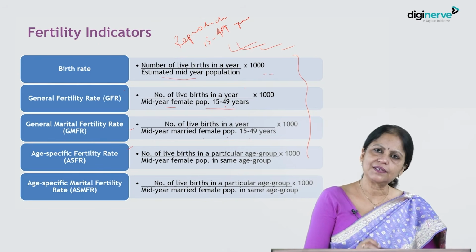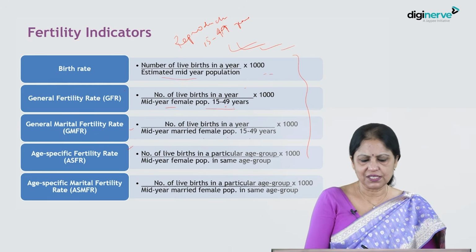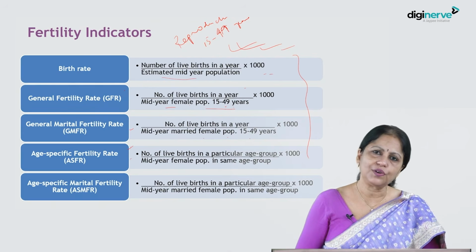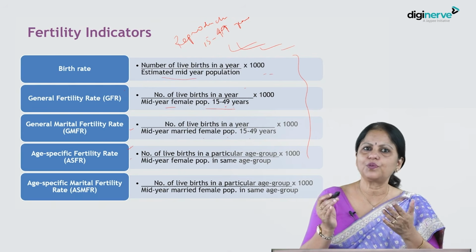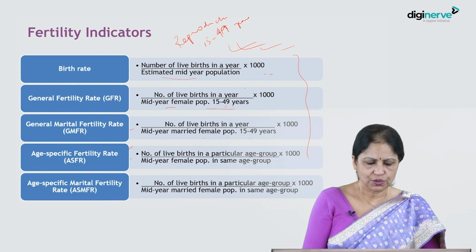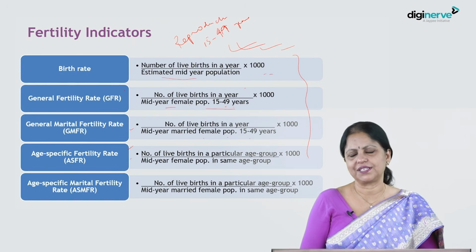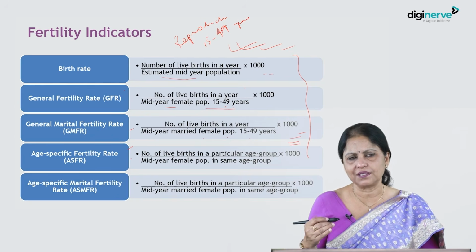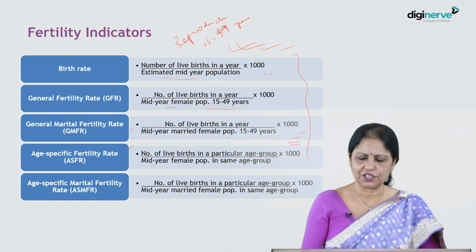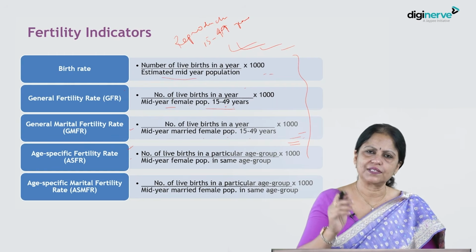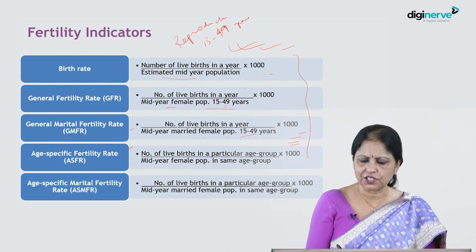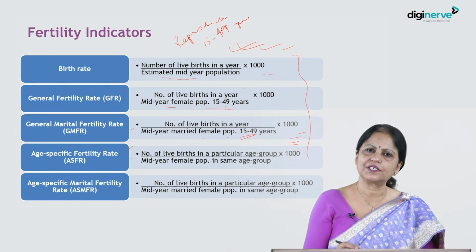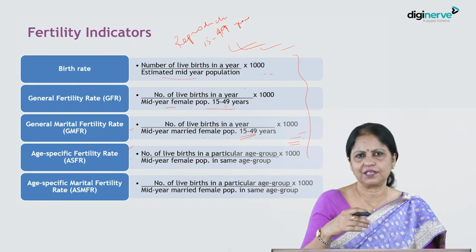Then another indicator is age-specific fertility rate. This is required because throughout 15 to 49 years, the reproduction rate is not the same. Because at older age group, people don't reproduce, don't give birth. So that is why we need age-specific fertility rate for every age group. We divide it into different classes, maybe 5 year, maybe 10 year, but generally we do it for 5-year class intervals, and we divide this whole population into different age-specific groups. And now we calculate the fertility rate in each class, in each group.